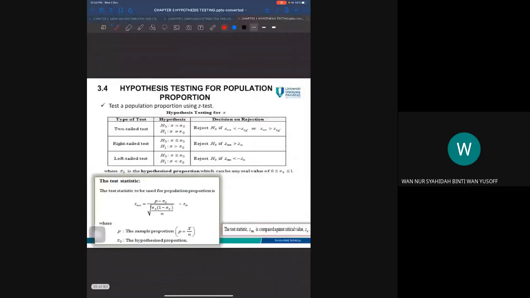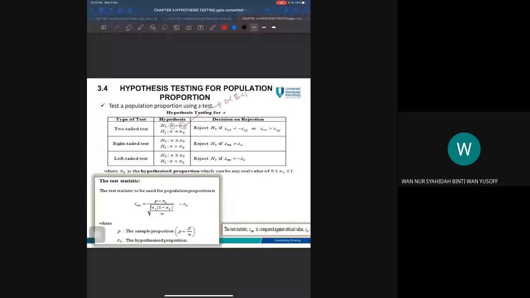Okay, we go to 3.4, hypothesis testing for the population proportion. Proportion means the parameter here must be pi, and then you will have pi naught. So pi naught must be from 0 to 1 only. If you have it in percentage, make sure to convert first. If your pi naught is greater than 1, it is not pi naught, or maybe you forgot to convert into probability.